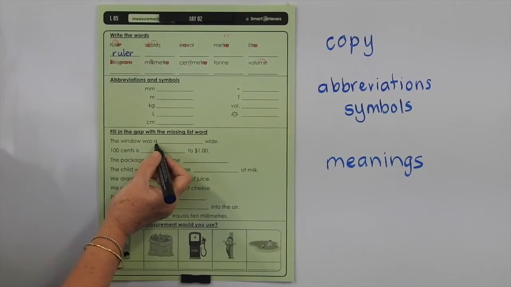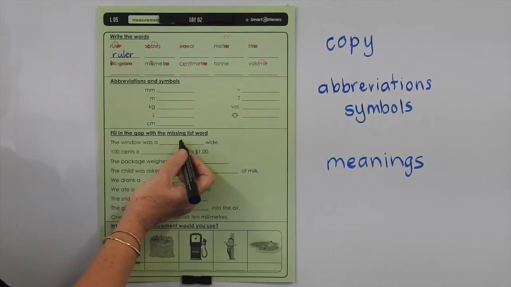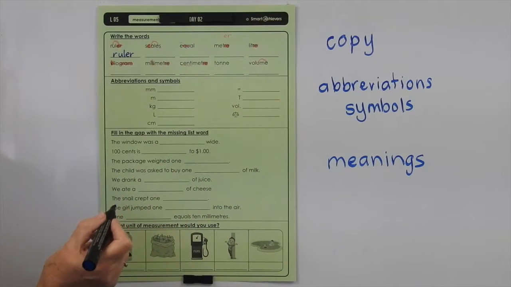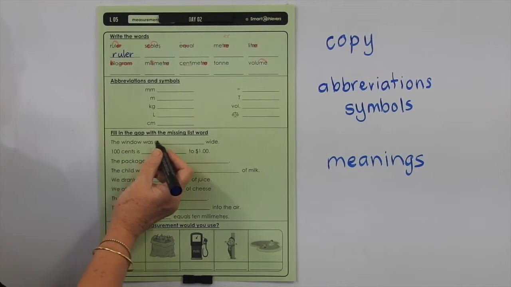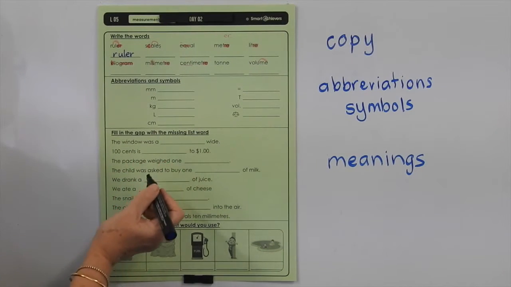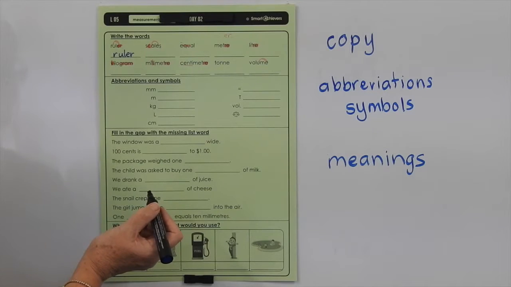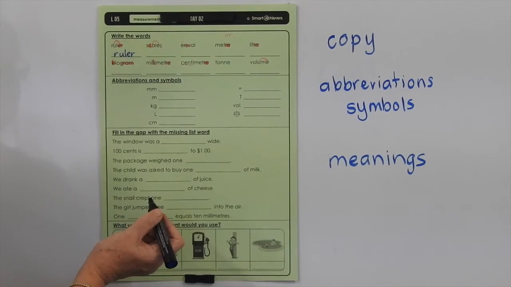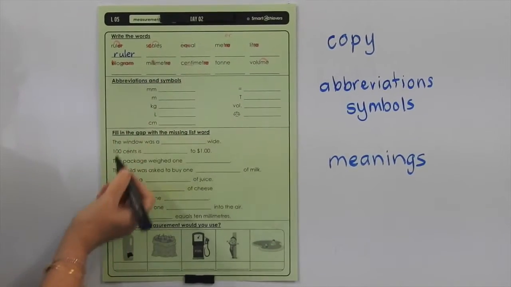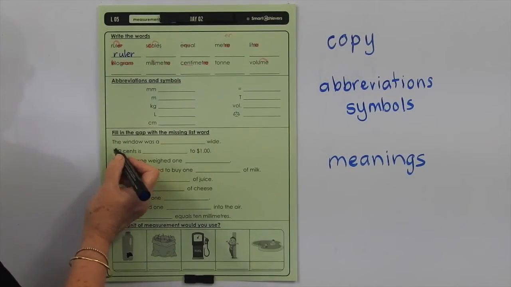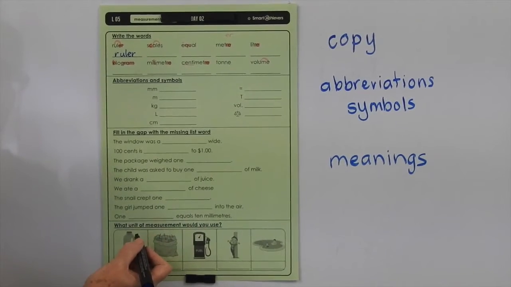The window was something wide. You wouldn't say it was a volume wide or a tonne wide. So think very carefully about the words that you're using in there, and generally, how wide would you think a window would be? It wouldn't be a millimetre wide, for instance. You can read the rest of those sentences and do them as a group.